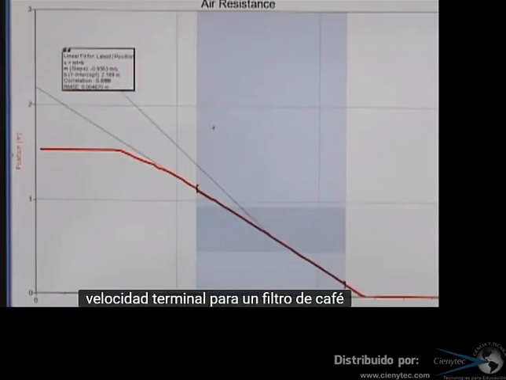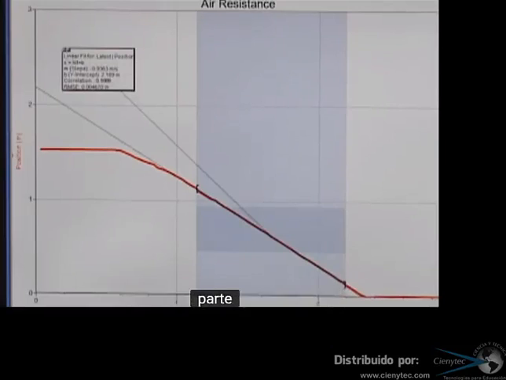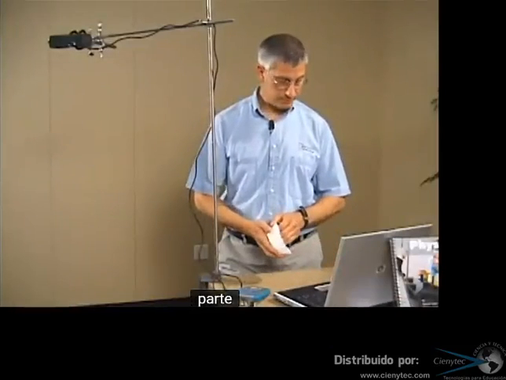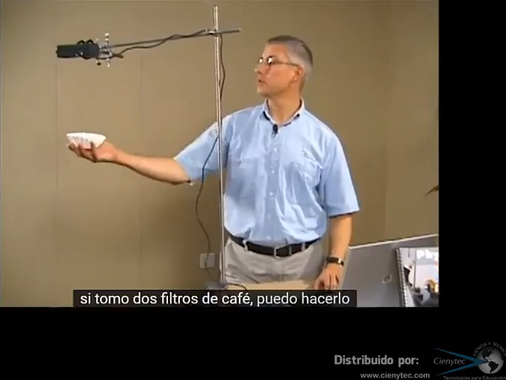and that's the terminal velocity for one coffee filter. I can do the same experiment for 2, 3, and 4 coffee filters, each time getting the slope of the linear portion. If I take 2 coffee filters, I can do the same thing.